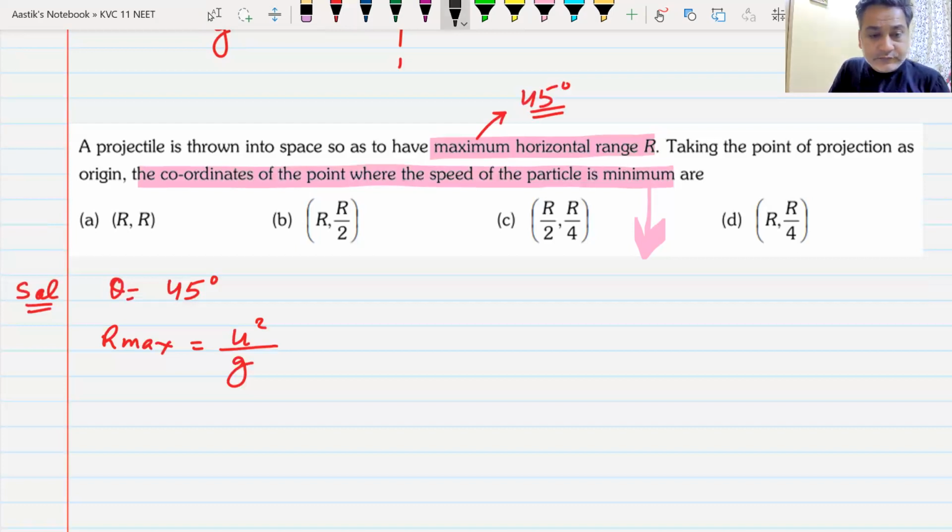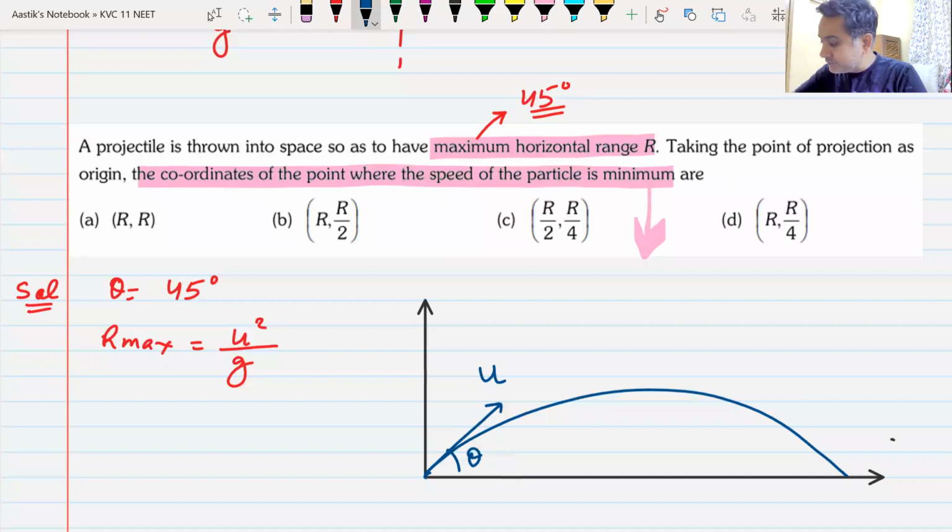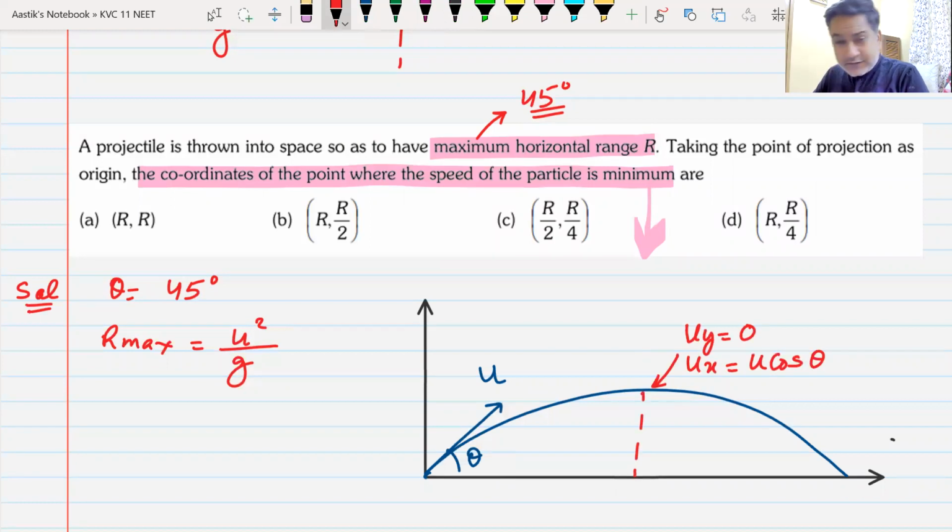So I throw it at an angle theta. It reaches the maximum height. At this point, uy is 0. Ux is same as u cos theta. And it is at this point where the speed is minimum, because after this point, uy will increase. So speed at this point is minimum. Do we understand this? Yes or no?